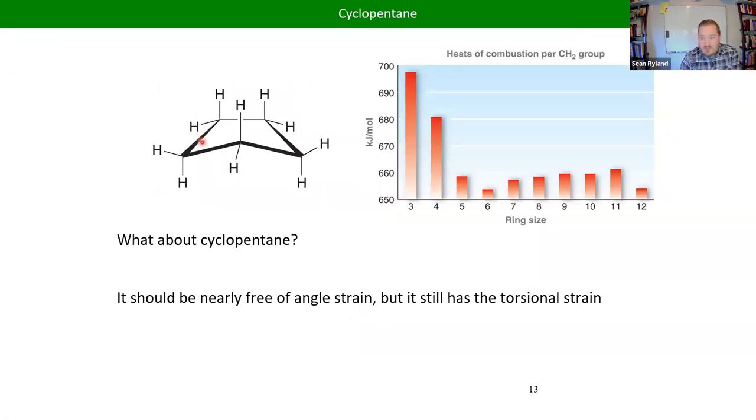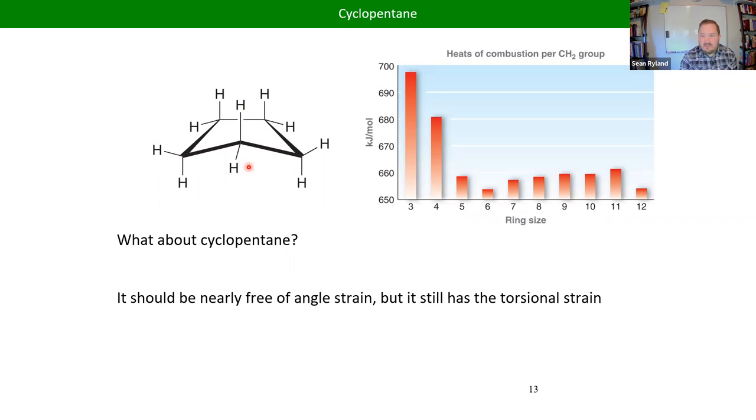Cyclopentane, we see the same thing. We'll go a little bit faster through this one again. If we just looked at the bond angles, if we had a flat pentagon, we would have 108 degrees on a regular pentagon, which is really close to what a tetrahedral structure should look like, right? So the angle strain should be nearly gone, but we still have that torsional strain where these hydrogens are going to try to push each other away. And so that torsional strain is still going to bend it out of being flat, bend it out of plane.